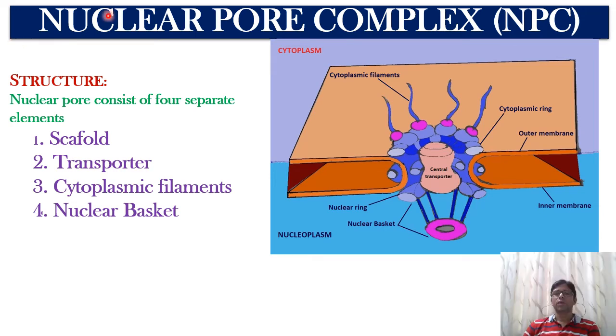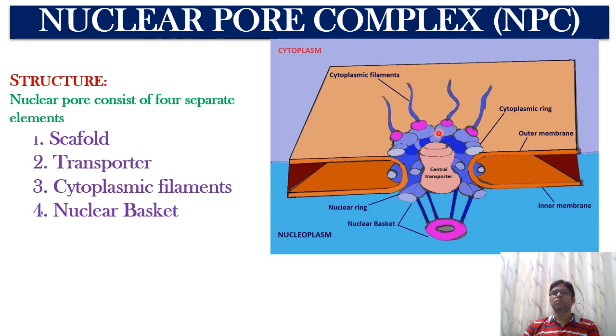Okay, let us come to the scaffold, which is the first element of the nuclear pore, which forms the major portion of the nuclear pore, like I said earlier. Scaffold consists of three closely arranged rings. Here you can see in the picture, this is the ring.